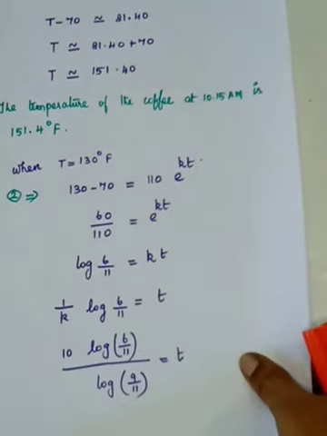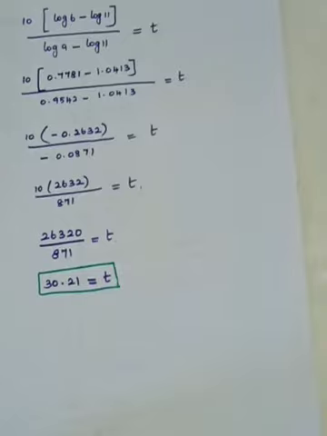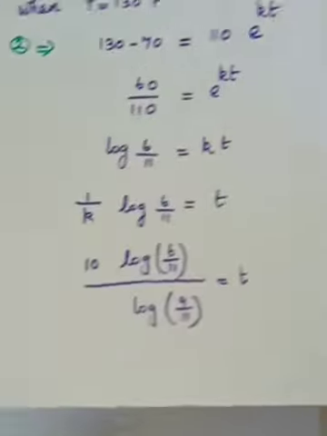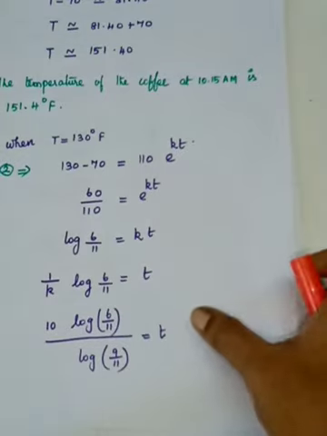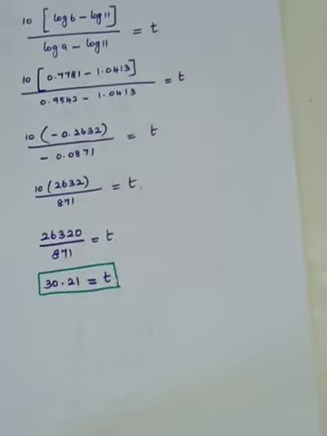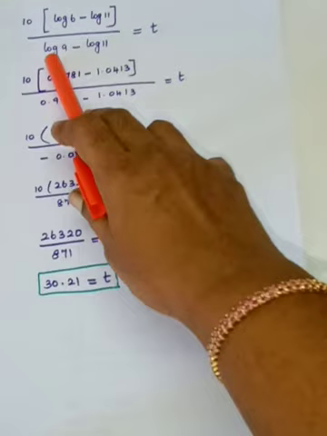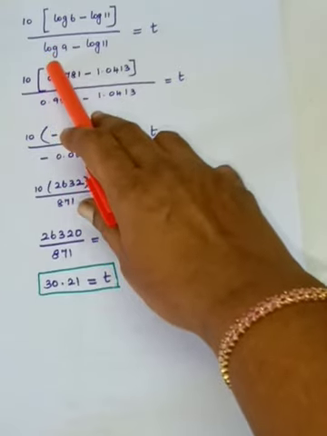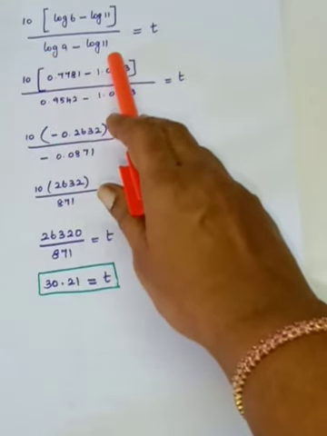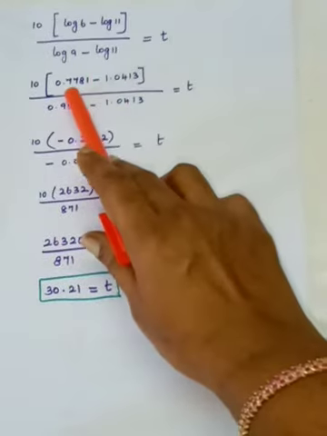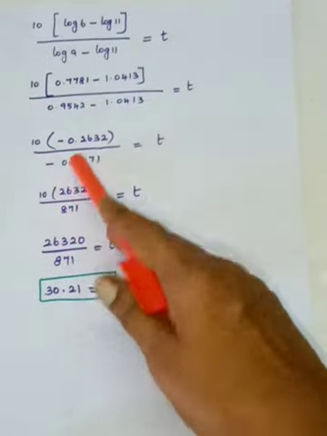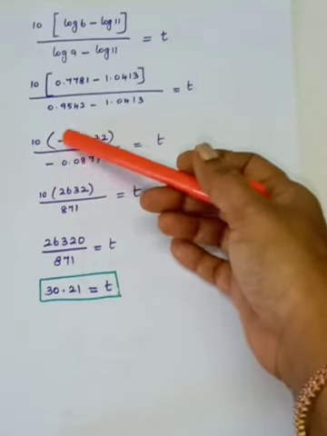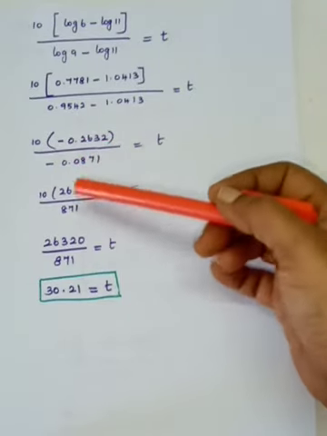This has to be calculated. So 10 into log 6 by 11. How? Log a by b can be written as log a minus log b. In the same way, log 9 by 11 can be written as log 9 minus log 11. So you have to take the log values, and if you subtract, you will get this answer. And minus minus gets cancelled, and you have to remove the decimal places.